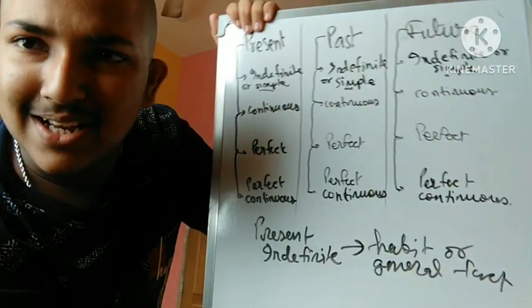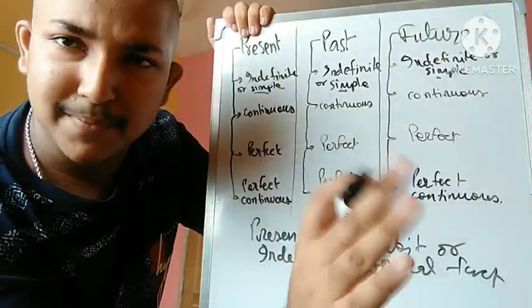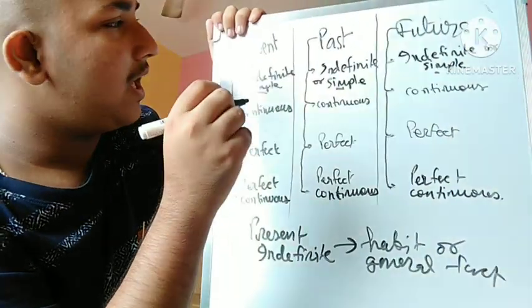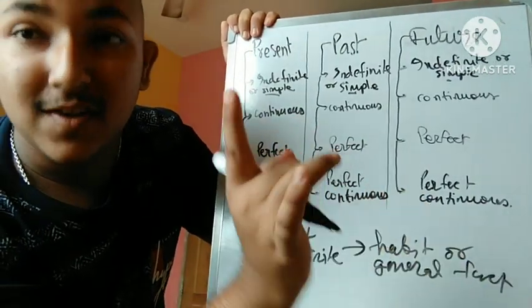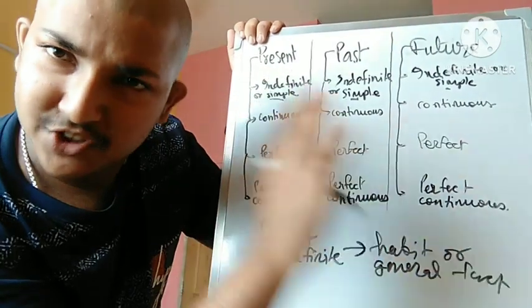Revolves, present tense, revolves. Revolved? No. Will revolve? No. Revolves. Simple indefinite tense. Honesty is the best policy. Honesty was the best policy, wrong. Honesty will be the best policy, wrong. Honesty is the best policy. General fact.